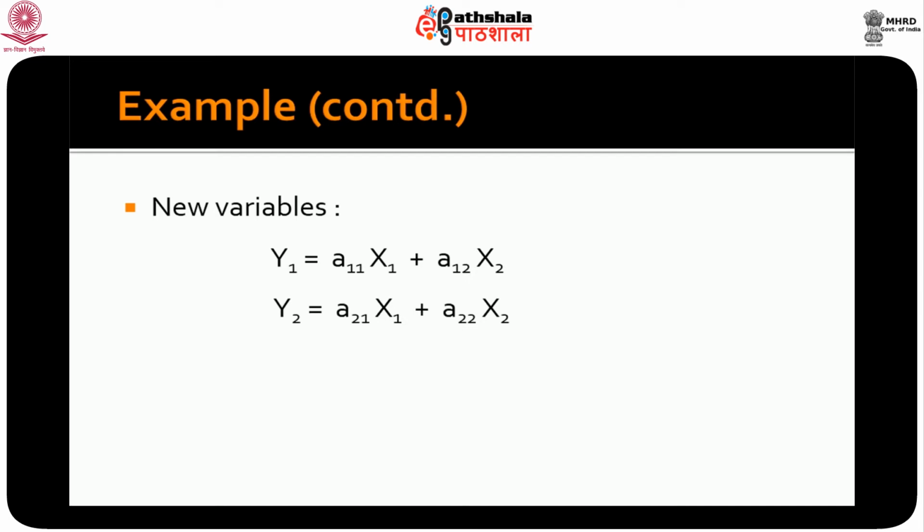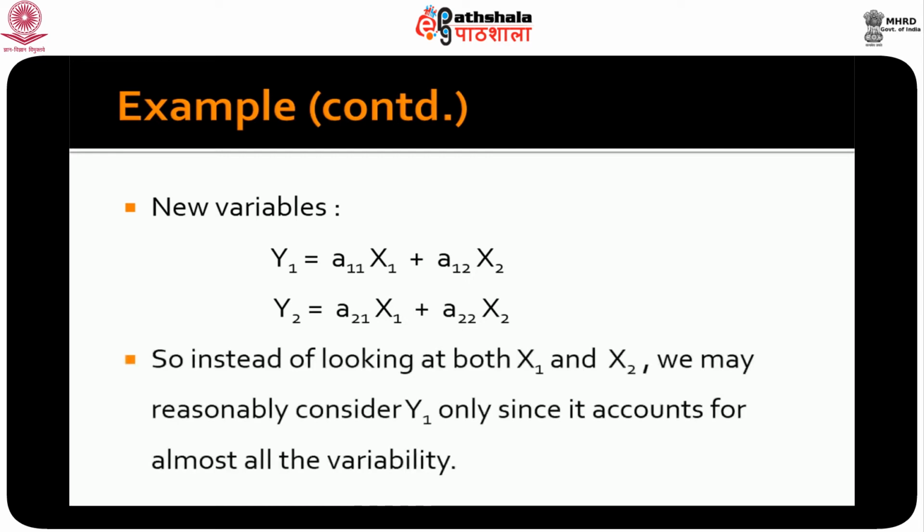Now, if we just take y 1, you can see that almost all the variability lies along y 1. So, we will discard y 2 and work with y 1. Instead of two variables, we can now look at only y 1, which accounts for the maximum variability, so that we do not lose much information if we drop y 2, and we have made a reduction in the number of variables.